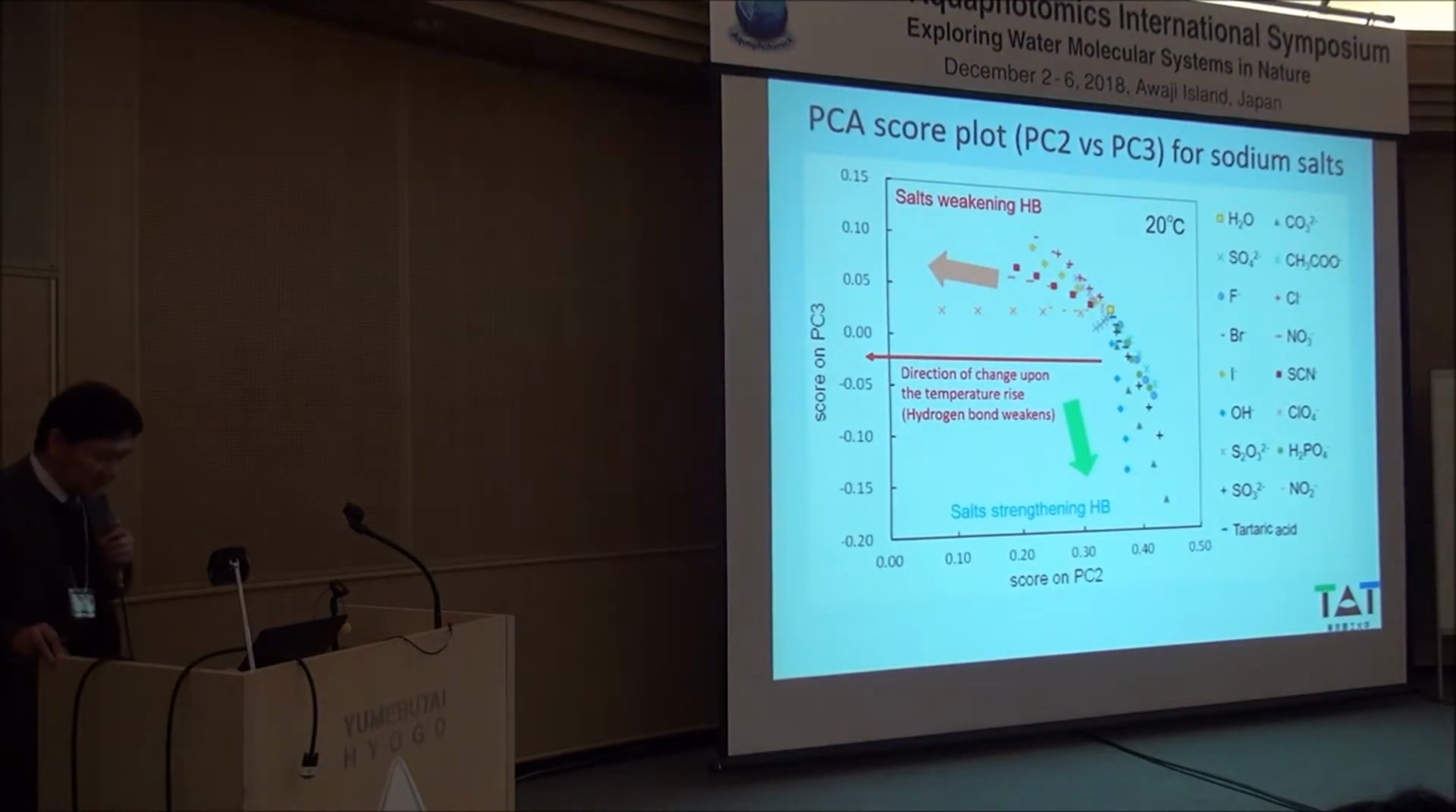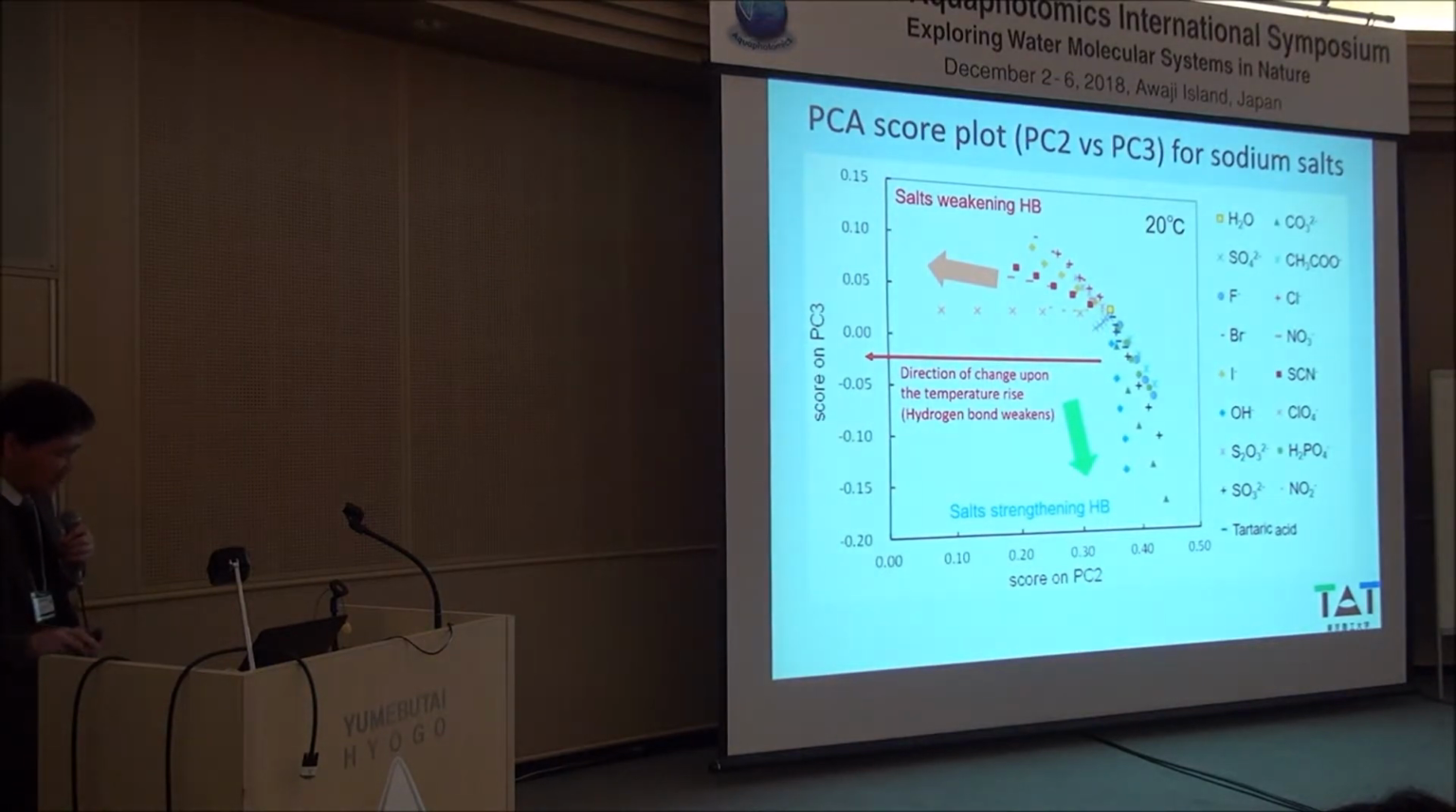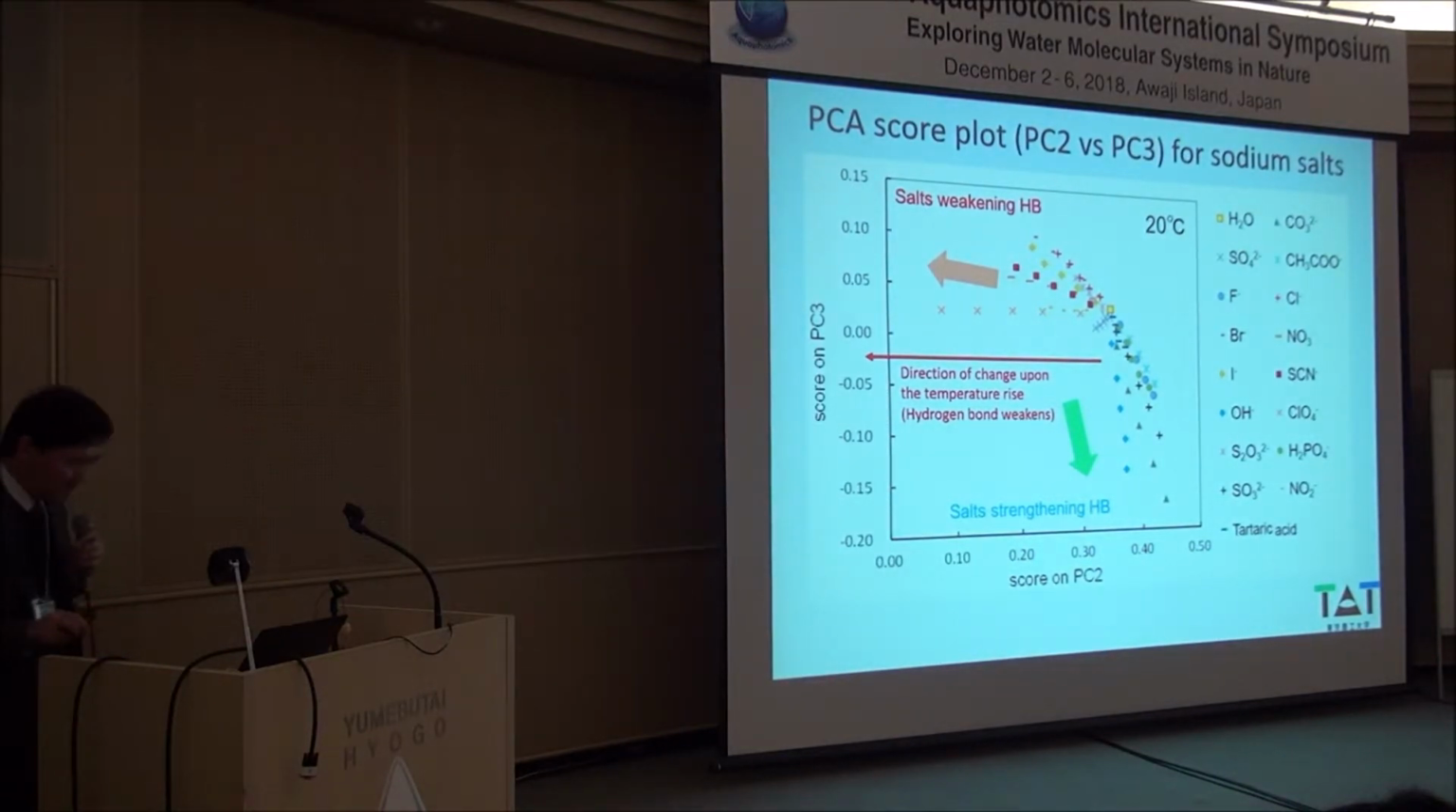For sodium salts, there is another interesting point. The salts weakening hydrogen bonding and those strengthening hydrogen bonding affect water in quite different ways. The salts weakening hydrogen bonding, this group, affect the hydrogen bonded network as the temperature rises. So the plot moves to the left horizontally.